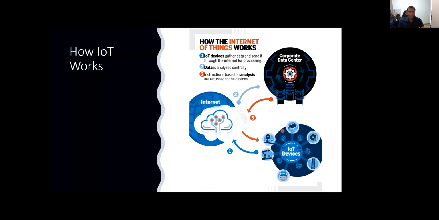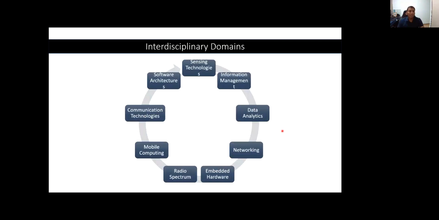So as I said, IoT is an interdisciplinary domain. So multiple technologies are involved over there. So you have sensing technologies, which come under the umbrella of electrical engineering, mechanical engineering, or other types of engineering, even chemical engineering. Then you have information management, which comes under the umbrella of computing normally. Data analytics, again, computing people are responsible for this. Then again, networking, which might be in computer engineering, embedded hardware, computer engineering, radio spectrum, electrical engineering, mobile computing, again, computer engineering or computer science, communication technologies, electrical, telecom, and then software architecture, which comes from computing.